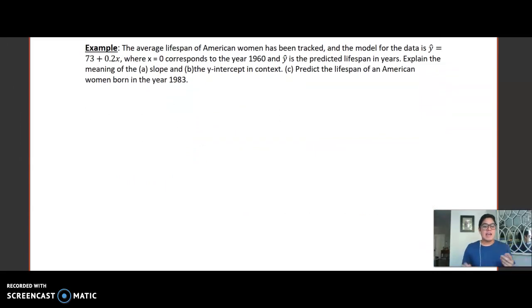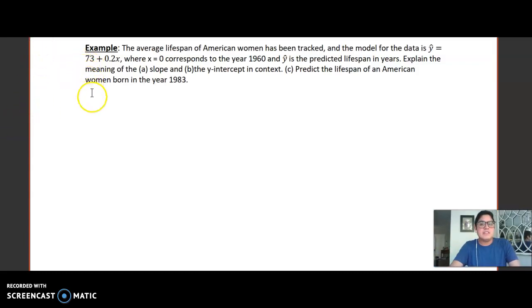So the average lifespan of American women has been tracked, and the model for the data is y hat equals 73 plus 0.2x, where x equals 0 corresponds to the year 1960, and y hat is the predicted lifespan in years. Explain the meaning of the slope, the y-intercept in context, and then predict the lifespan of an American woman born in the year 1983. All right, so we have all our various components there. So let's go ahead and try this out.